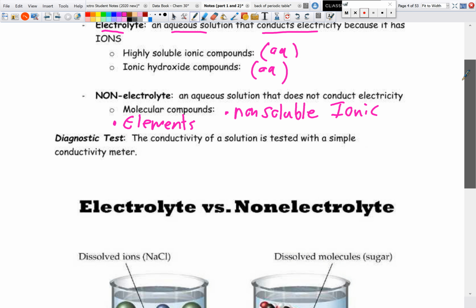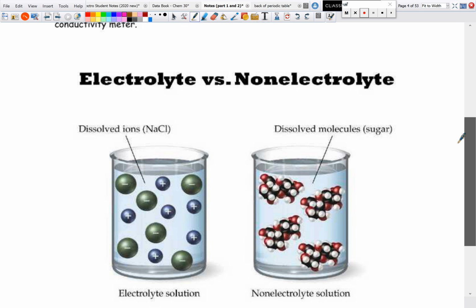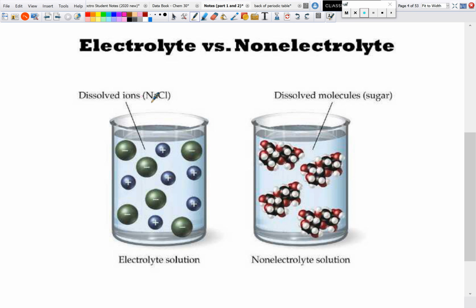What makes an electrolyte an electrolyte is we have something like this. If we have dissolved ions, something like sodium chloride, we can tell here we have all of our negatively charged and positively charged ions floating around in solution, and this is able to conduct electricity. Now, if we have a non-electrolyte, like molecular compounds such as sugar, notice how there are no ions here. It's just a neutral molecule floating around in solution. So if it's neutral, it's not going to be able to conduct electricity.